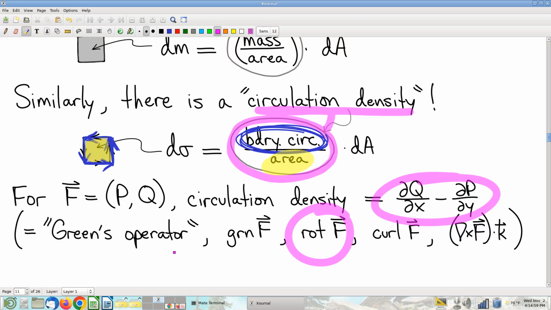Rot, short for rotation. Let's take a look again and remind ourselves, what is this thing anyway? This thing that we're calling rot F, this formula. Well, it's circulation density. It's circulation per unit area. And what does circulation measure? Circulation is measuring the extent to which the fluid is flowing around a closed curve. It's the extent to which the fluid is kind of going around in a circle. In a way, the extent to which the fluid is rotating, you might say. So this is a great idea for what to call it. Rot.